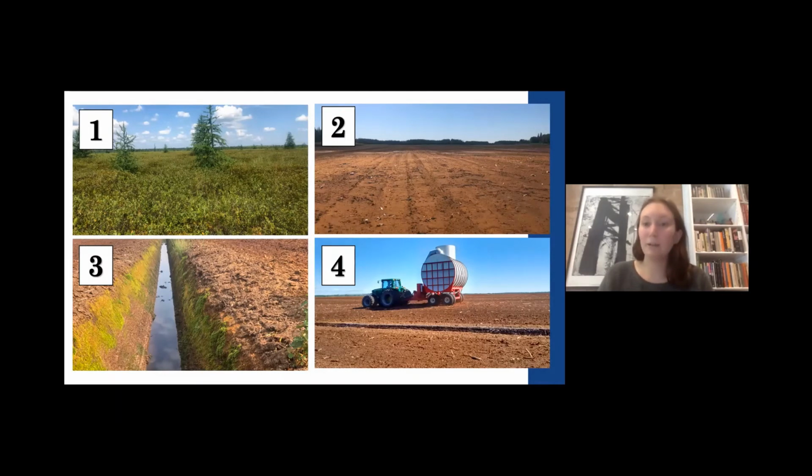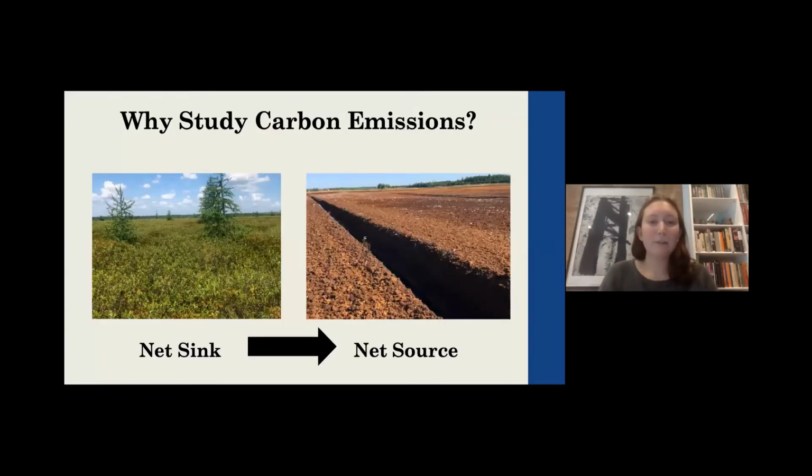In Canada and the US, it's primarily sold for horticulture purposes. In Europe, it's also used as a fuel source. And a typical peatland will be extracted anywhere from about 20 to 35 years before restoration can begin. So why do we want to study carbon emissions during this active extraction period? Well, pristine peatlands are a net sink of carbon. And when we extract them, we turn them into a net source of carbon. And research shows that they release both carbon dioxide and methane emissions.